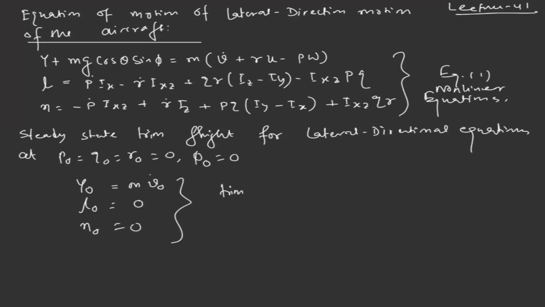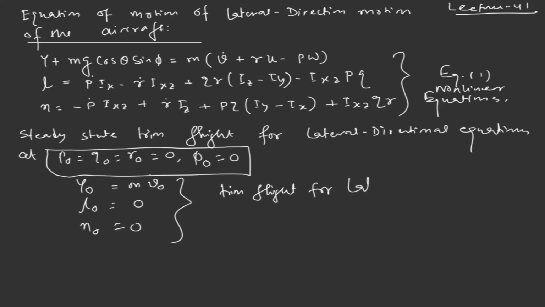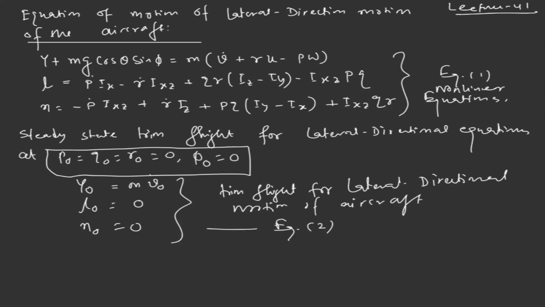How these equations are coming, that is very clear if you consider these trim values in the above equation number 1. So we'll get this trim equation, or the steady level flight of the lateral directional motion of the aircraft. Trim flight for lateral directional motion of aircraft. And let us define this equation number 2.